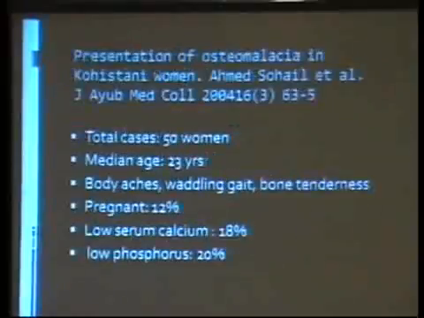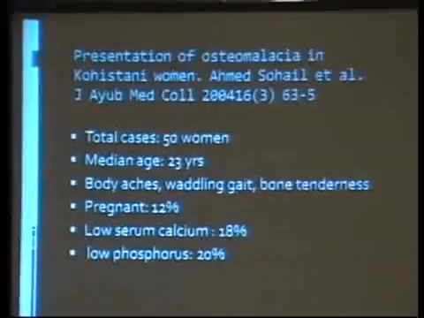Now, another study coming from the north, in Kohistani women, the same year, 2004, from a medical college, and there they looked at 50 women. They were all 23 years of age, and their symptoms more or less were bone tenderness and a waddling gait.